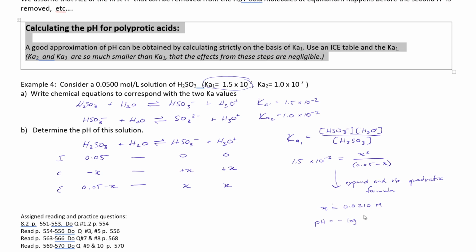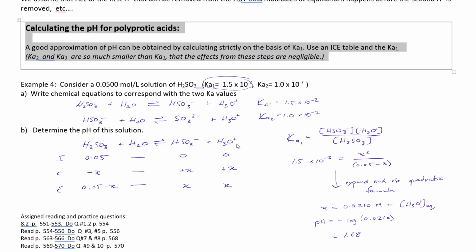So the pH is then equal to the negative log of that x value, which is your equilibrium concentration of H3O plus, 0.0210, and that is approximately equal to 1.68. Right, and so just so that we're clear, that's your equilibrium concentration of H3O plus at equilibrium.